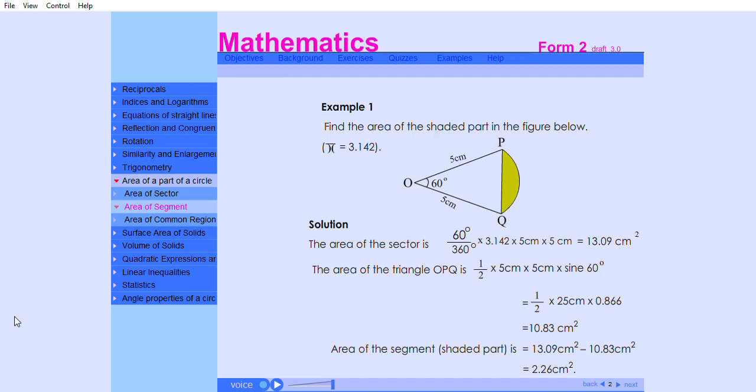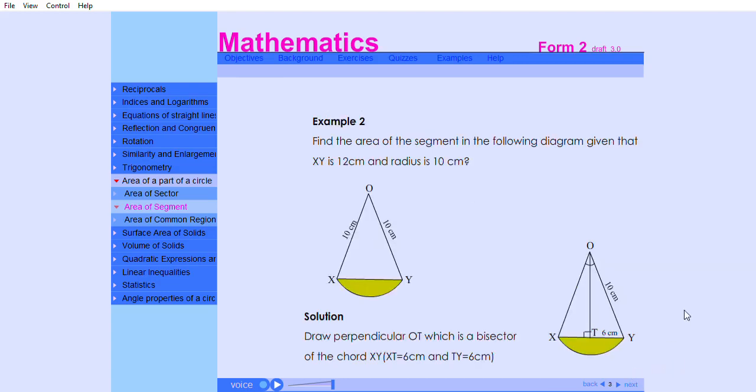The area of the triangle OPQ is 1 over 2 times 5 times 5 times sin 60, which is equal to 1 over 2 times 25 centimeters times 0.866, which is equal to 10.83 centimeters squared.